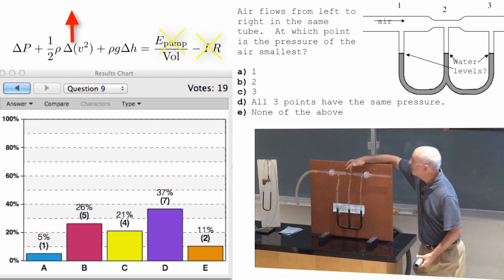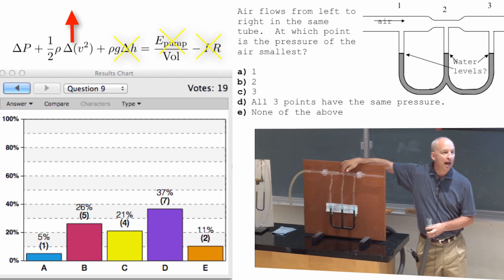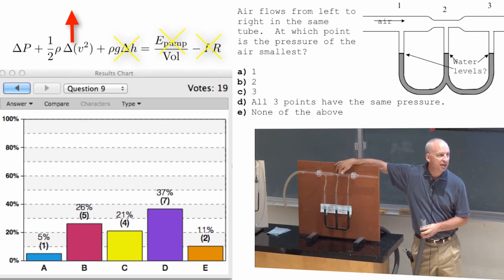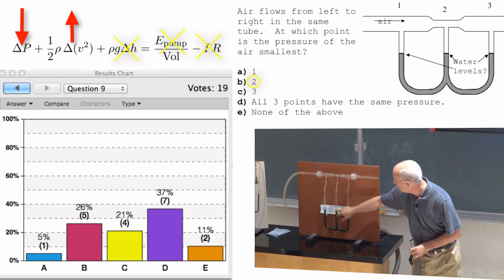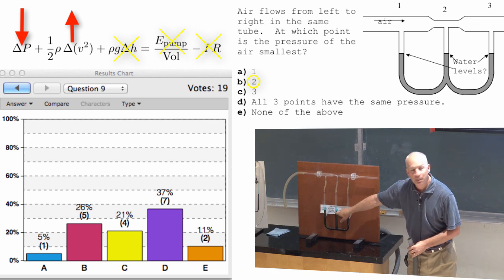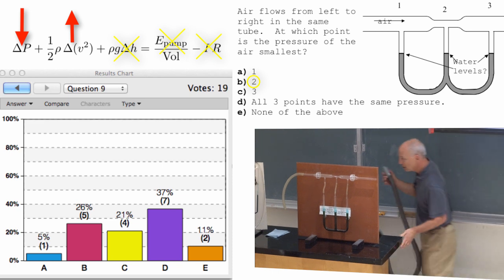If the kinetic energy goes up in the center, some other energy had to go down. It's not gravitational. Had to be the pressure. The pressure energy density has to go down. If the pressure above this is low, what will happen to the height of the water? It'll be higher at that interface.